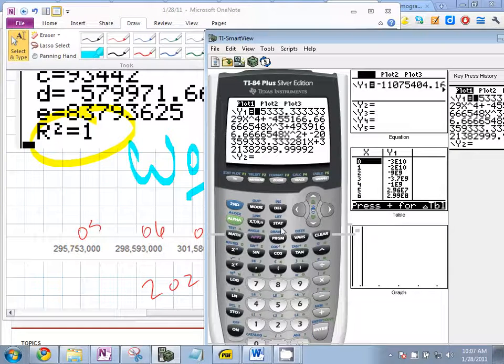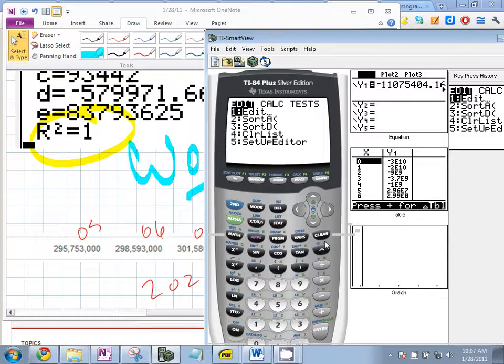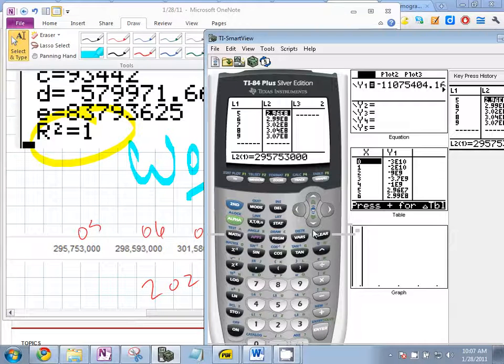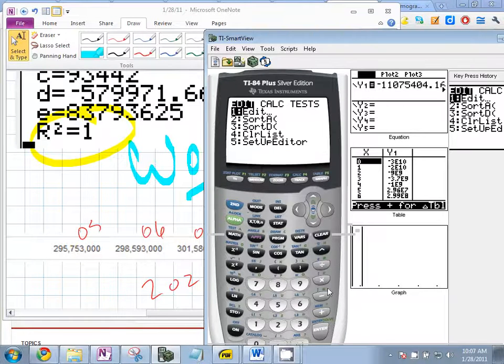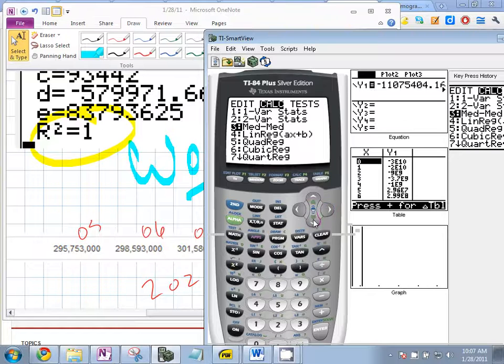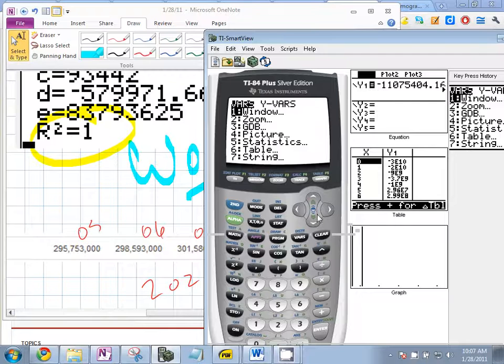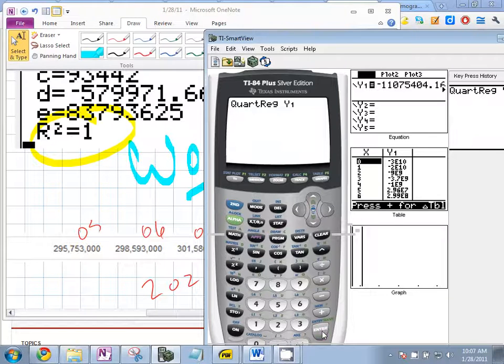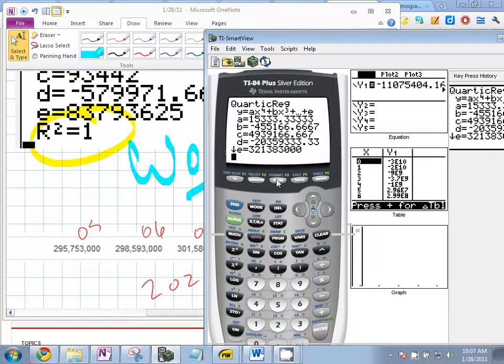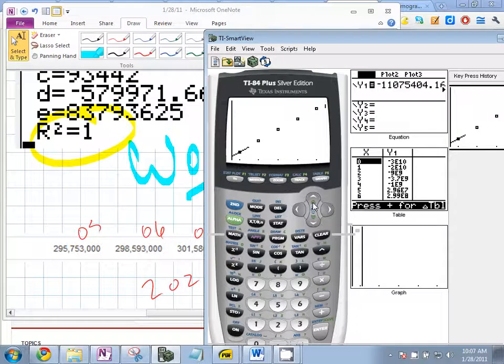One thing that we should check first, let's check the table of values. Are they all the same number of digits? Yeah, E8. You see the E8 right there? So that's good. So then I did stat, calc. I'm going to do cubic or quartic? Quartic, okay. Vars, y1. Enter. Zoom 9. So that's it right there.